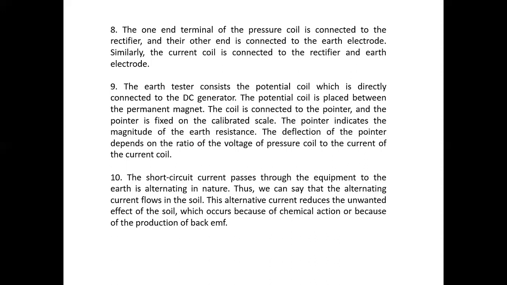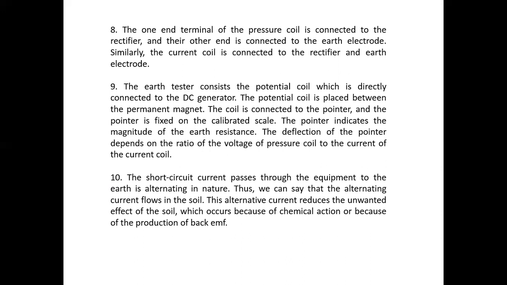The earth tester consists of the potential coil, which is directly connected to the DC generator. The potential coil is placed between the permanent magnets. The coil is connected to the pointer, and the pointer is fixed on the calibrated scale. The pointer indicates the magnitude of the earth resistance.